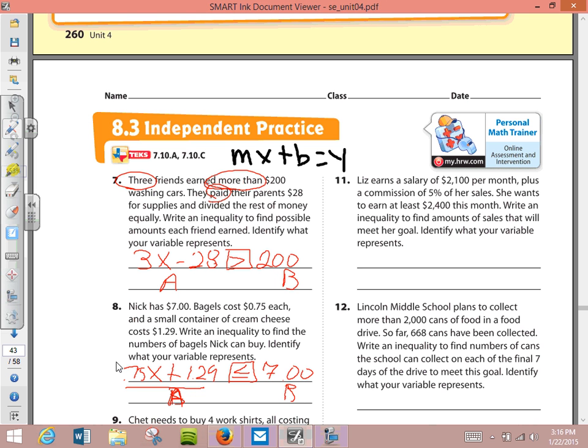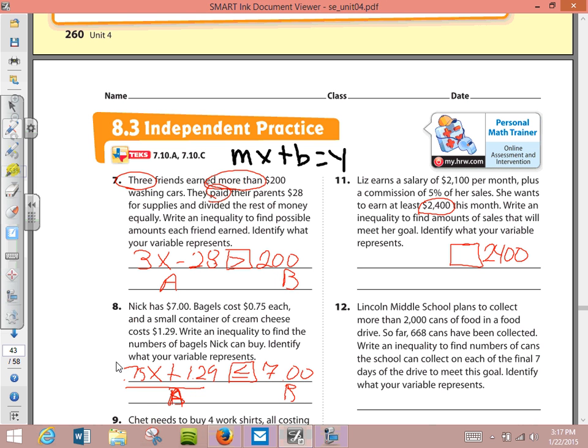So Liz earns a salary of $2,100 per month plus a commission of 5% of her sales. She wants to earn at least $2,400 this month. We're talking about only this month. Write an inequality to find the amount of sales that will meet her goal. What is Y? This, right? That's the goal. That's how much you want to have at the end, right?